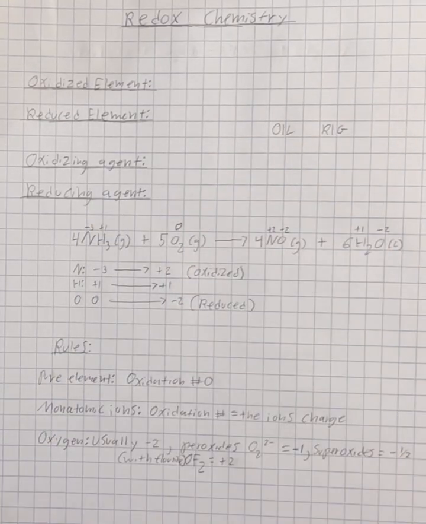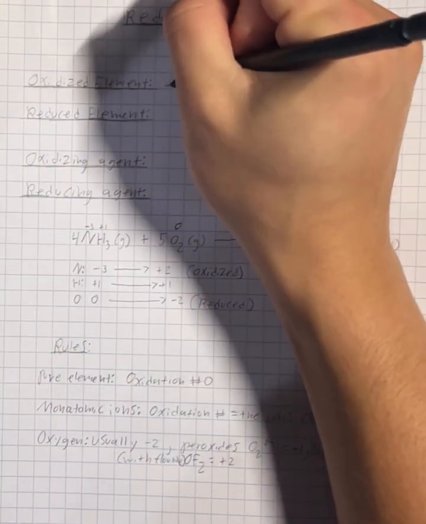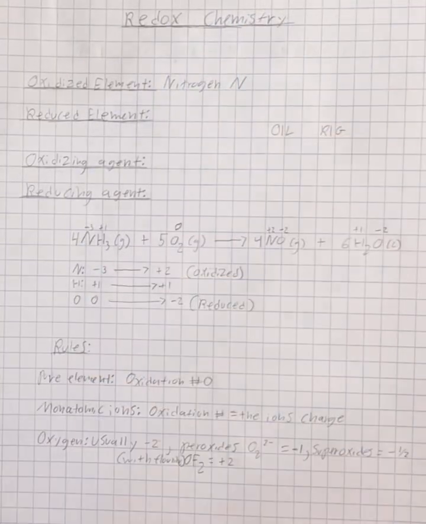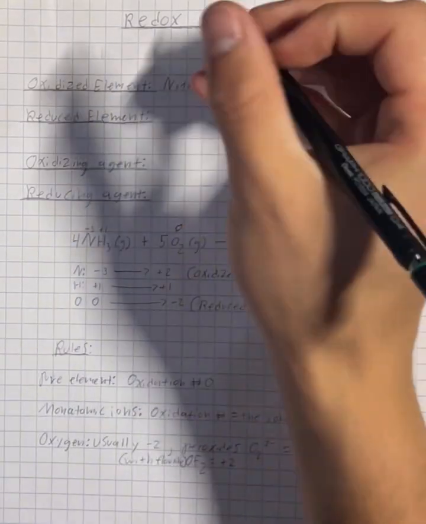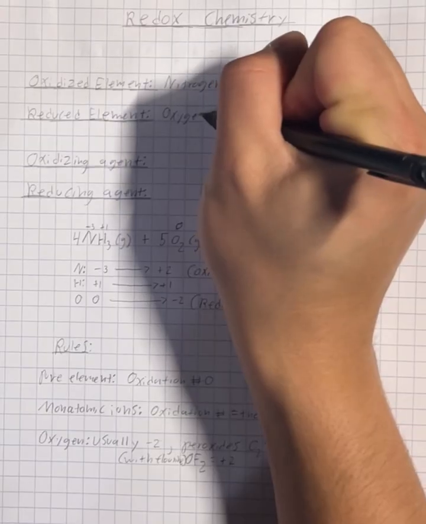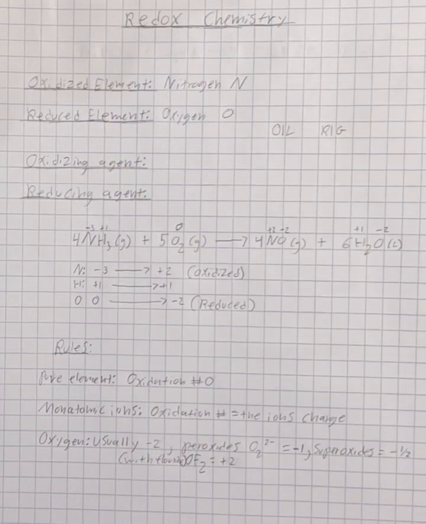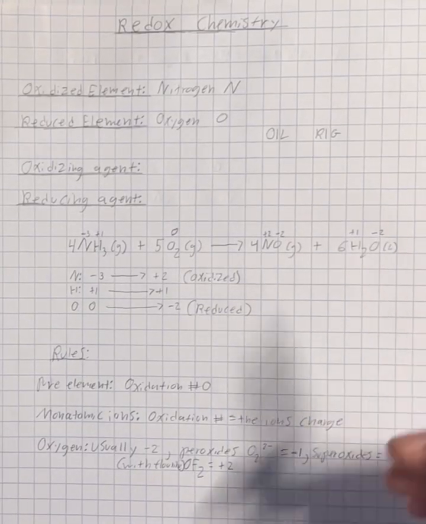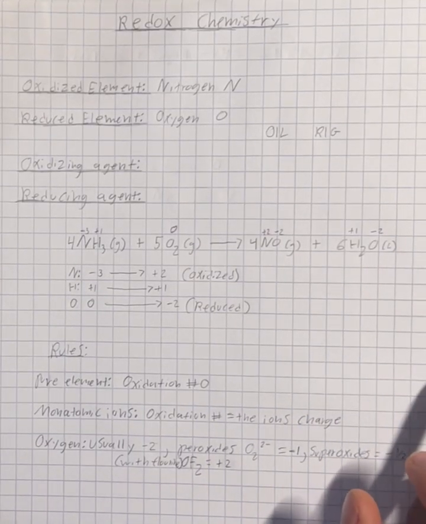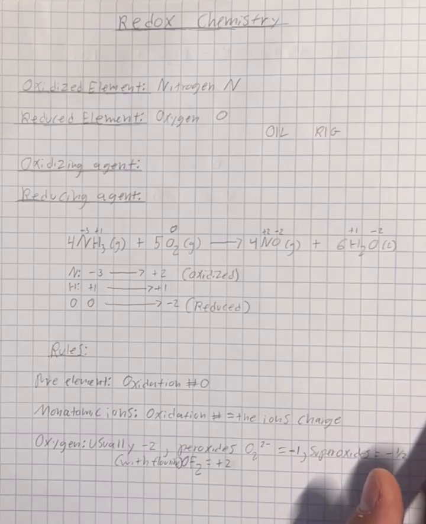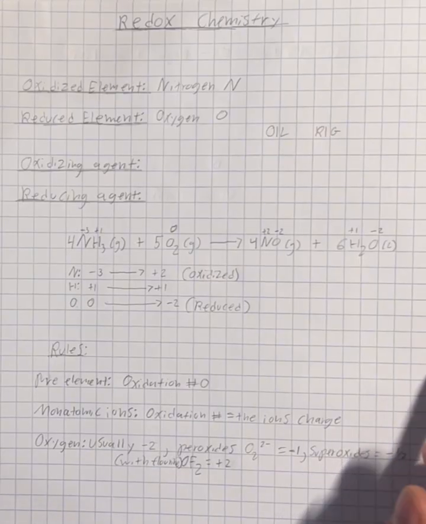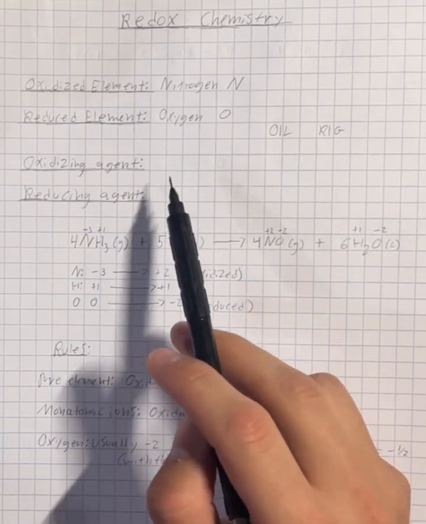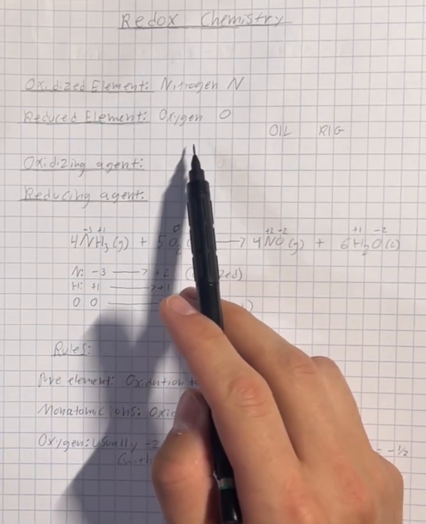So we can write that down now at the top. We simply know that nitrogen, or simply just N, is going to be our oxidized element, and oxygen, or just O, will be our reduced element. Okay, so now that we have determined our oxidized element and our reduced element, we are going to determine what our oxidizing agent and our reducing agent are. So in this case, we know that our nitrogen was the oxidized element and our oxygen was the reduced element.